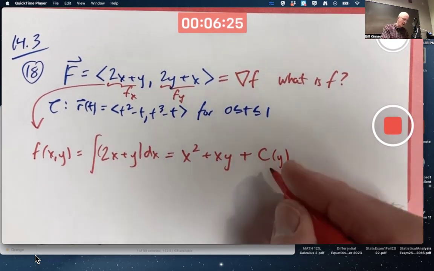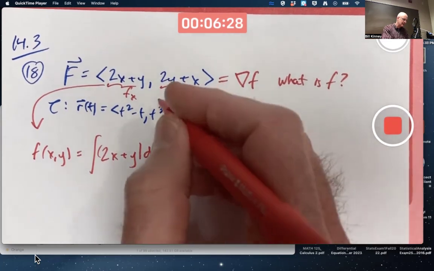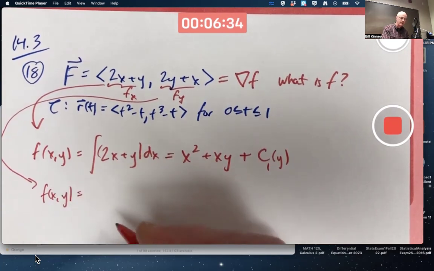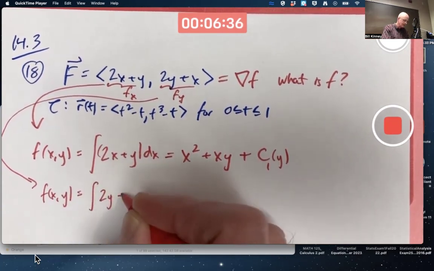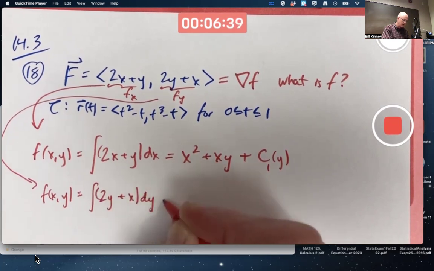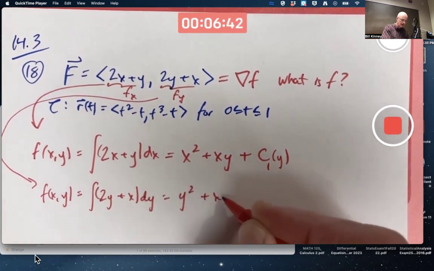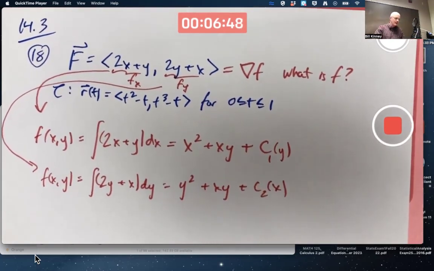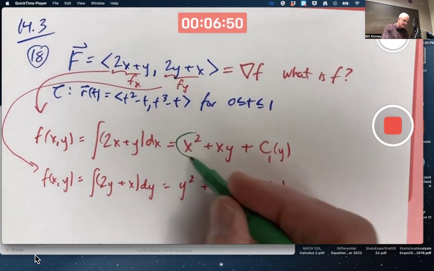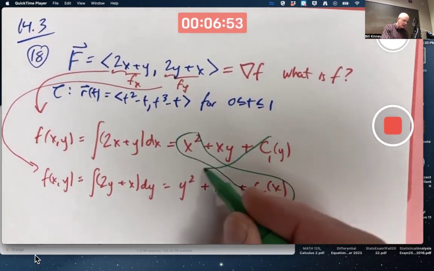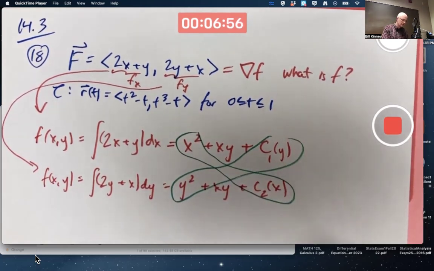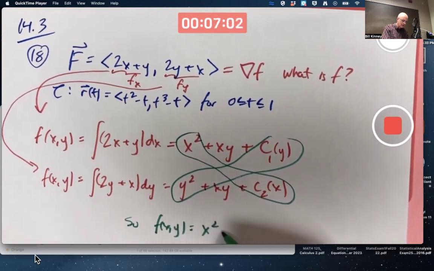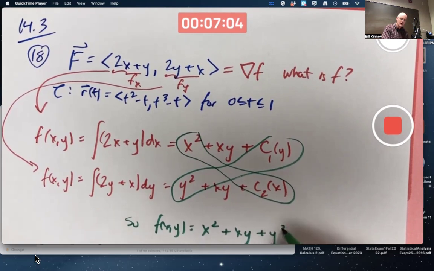And maybe I should call it C1, because if I use the other derivative to solve for f, I'll get another constant of integration that I should probably call C2. So integrate this with respect to y, get y² + xy plus a constant that depends on x. And you can make these match up as long as you pick C2 to be x² and C1 to be y². So a little f of x, y is x² + xy + y².